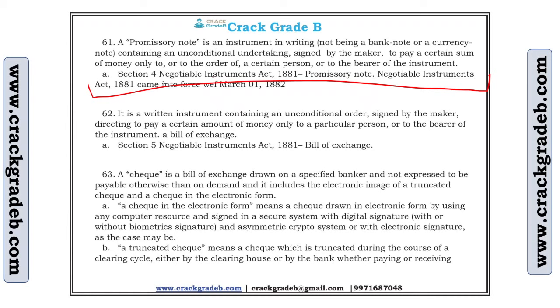Okay, and the section related to it is Section 4, Negotiable Instruments Act 1881, promissory note. The Negotiable Instruments Act 1881 came into force on March 1, 1882. ठीक है, देखो चेक के पहले ये सब चलता था, but let's not talk about history. Let's move forward. It is a written instrument containing an unconditional, okay, so it's already there.